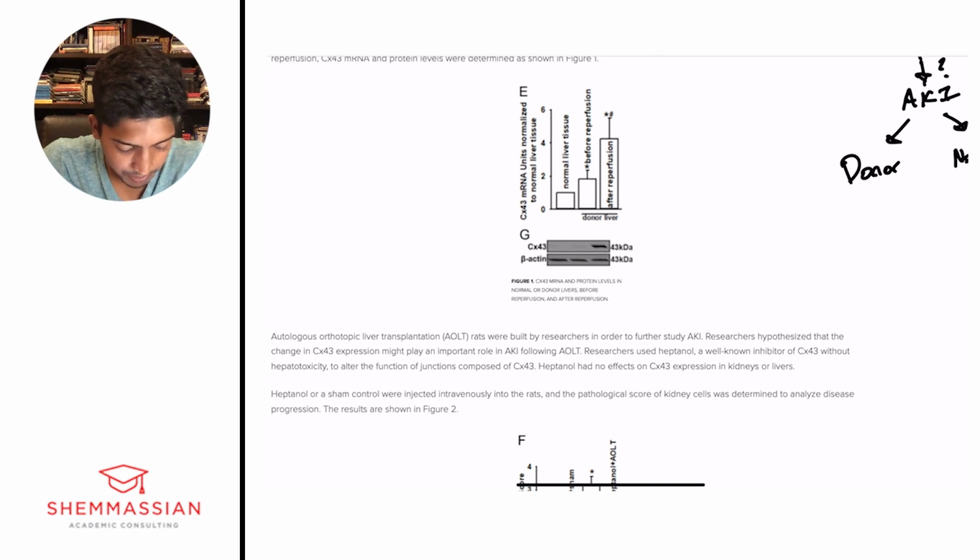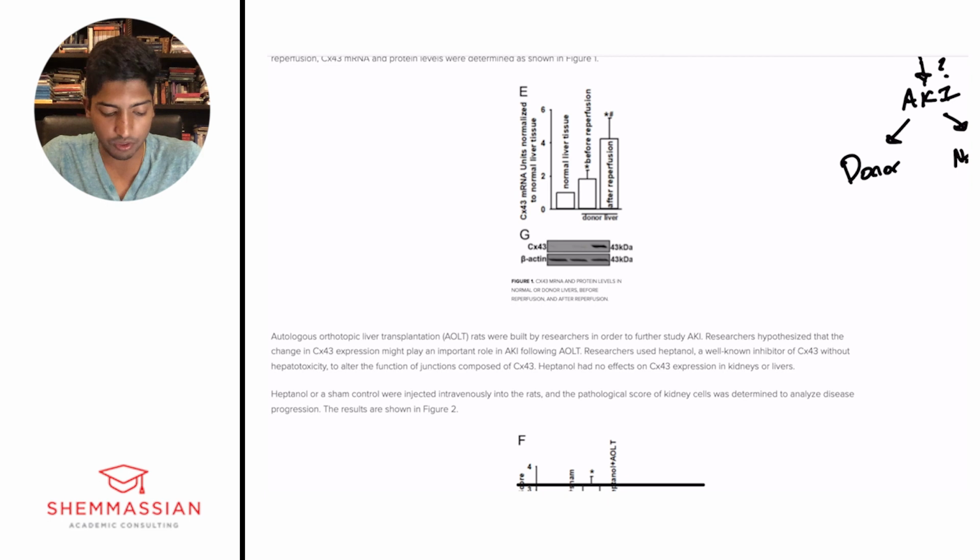Autologous orthotopic liver transplantation, ALT, rats were built by researchers in order to further study AKI. Researchers hypothesized that the change in CX43 expression might play an important role in AKI following ALT. Researchers used heptanol, a well-known inhibitor of CX43 without hepatotoxicity, to alter the function of junctions composed of CX43. Heptanol had no effects on CX43 expression in kidney or livers.